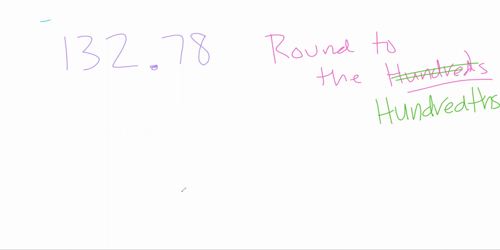Same thing, find your place. Look next door. Well, look over here. There's nothing there, so it is a 0. So 4 or less, let it rest. So this stays. 132 and 78 hundredths rounded to the nearest hundredth is 132 and 78 hundredths.